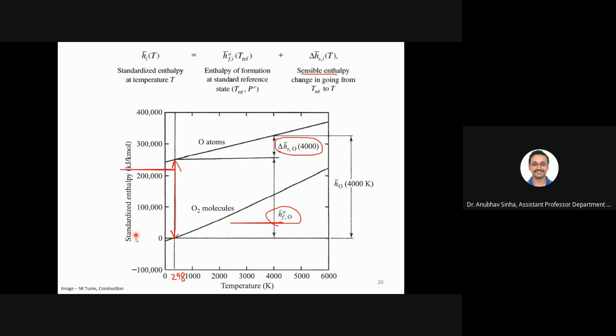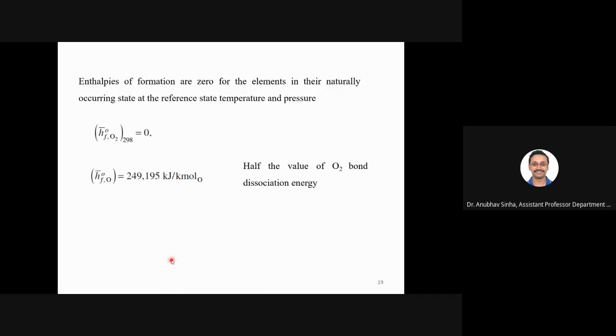So sorry, I forgot to mention this y-axis will show you enthalpy and this x-axis shows you temperature. So y-axis shows you enthalpy, okay, standardized enthalpy, and x-axis shows you temperature, right? So if you go to the last slide, when we define enthalpy of formation, we define it at the reference state 298 K. Okay.